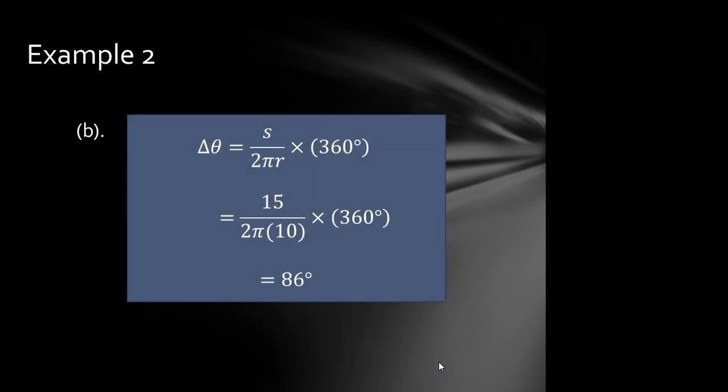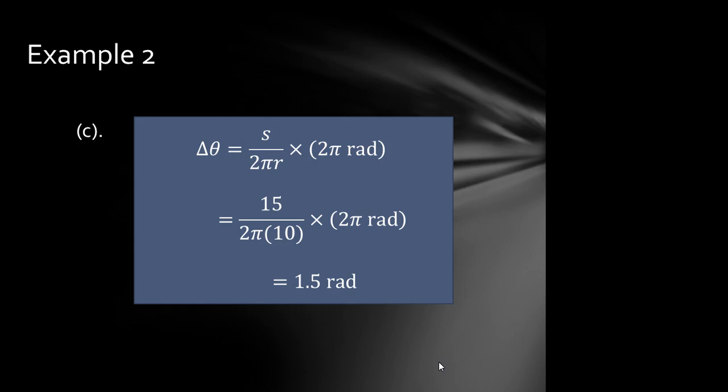If I want to find the same answer in degrees, instead of taking the fraction of the distance over the circumference times 1 revolution, I'll multiply by 360 degrees, so it's 86 degrees. And 1.5 radians. So these are all equivalent. So angular displacement can measure any angle translated.